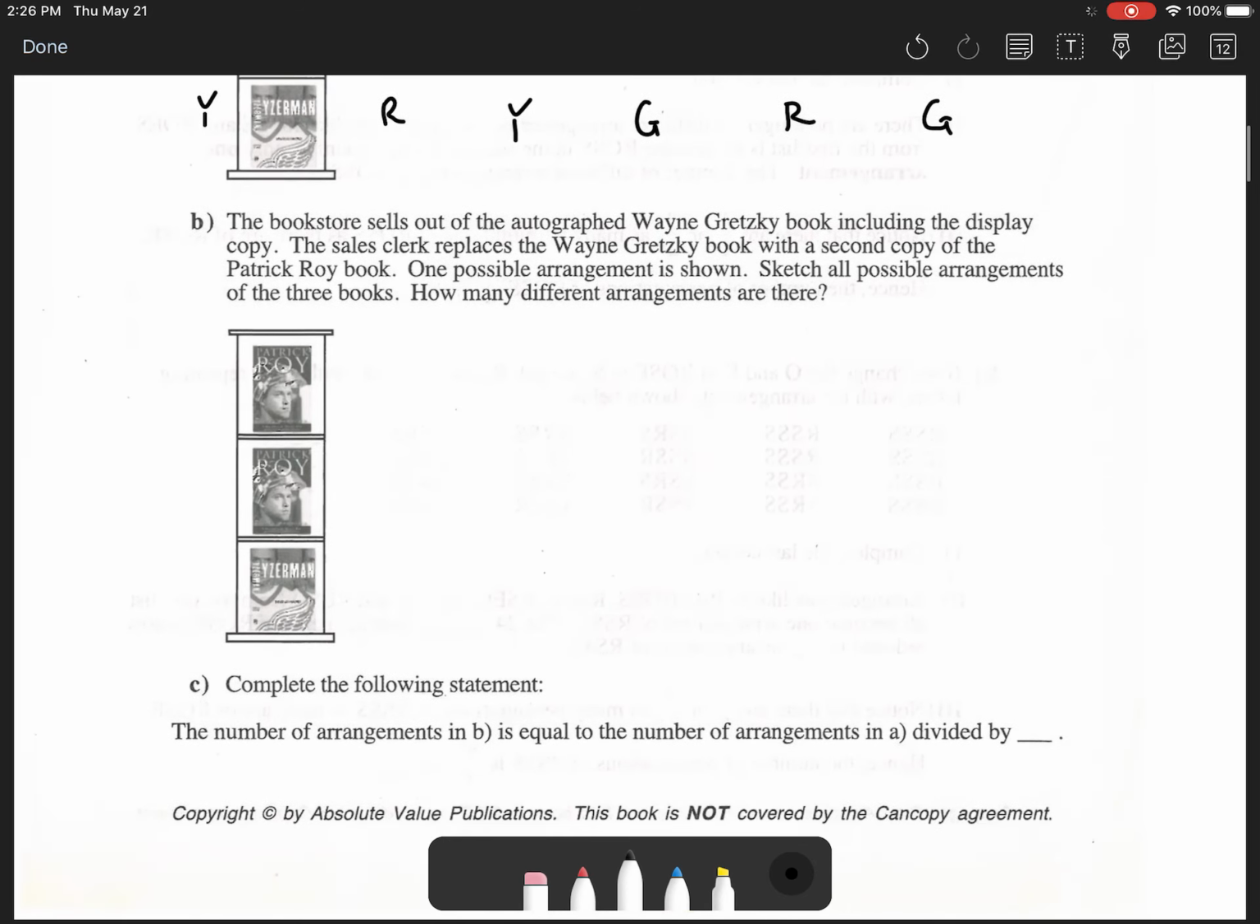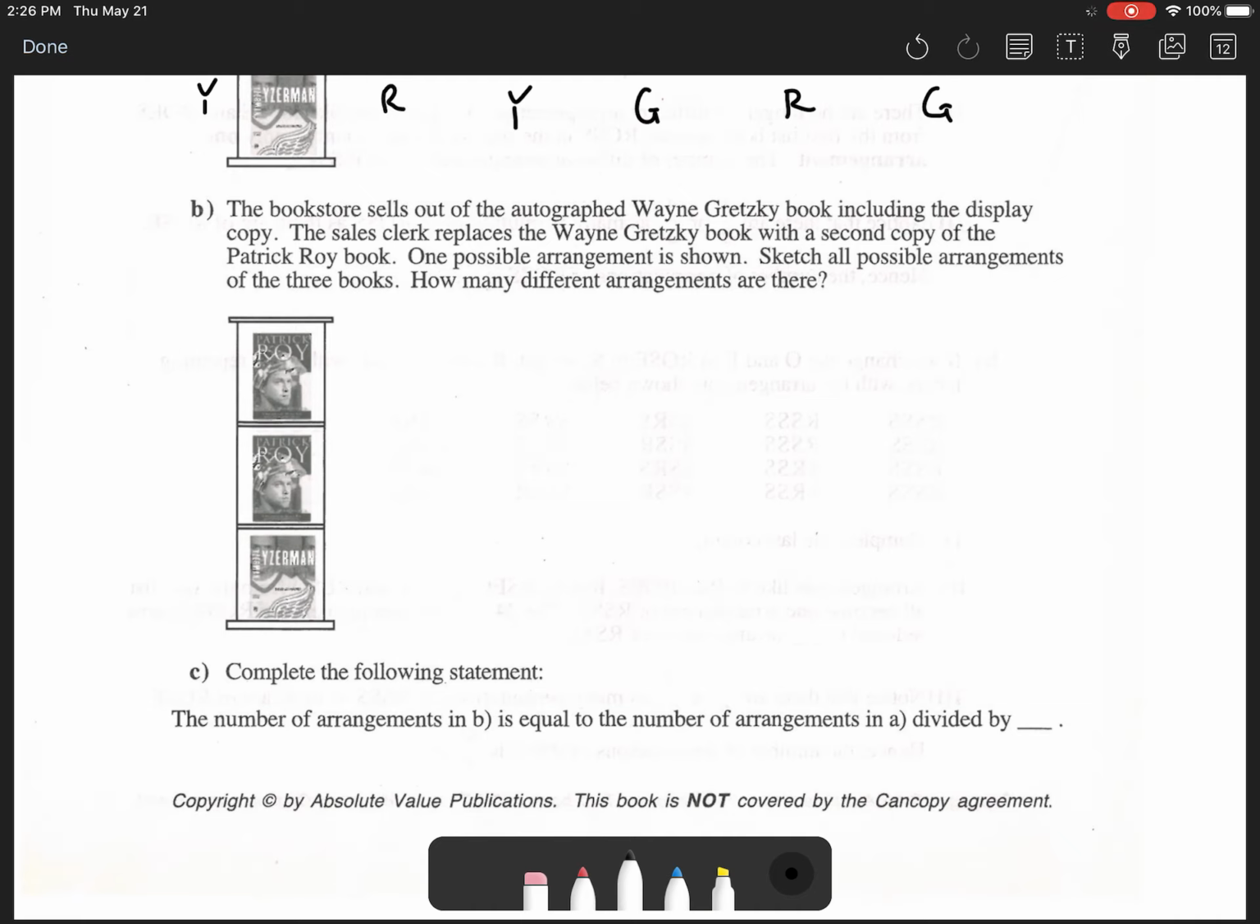Now, part B says this: the bookstore sells out of the autographed Wayne Gretzky book, including the display copy. The sales clerk now replaces the Wayne Gretzky book with a second copy of the Patrick Waugh book. So you have 2 Patrick Waugh books. One possible arrangement is shown. Sketch all possible arrangements of the 3 books. How many different arrangements are there now?